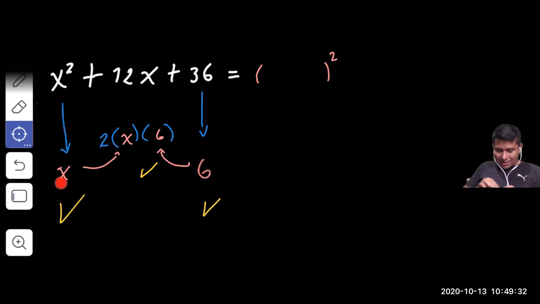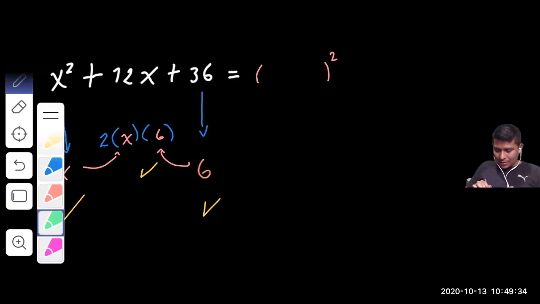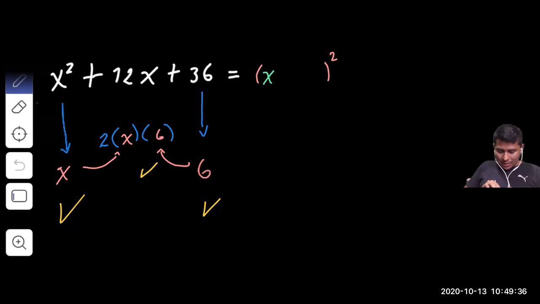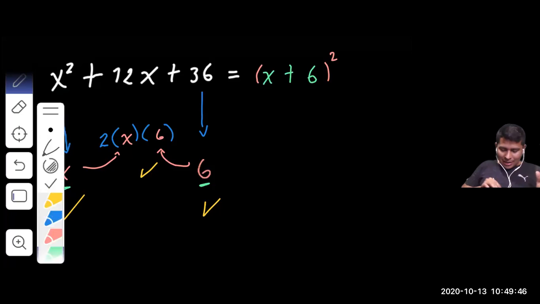X, the first one, the second one, that is 6. And which is the sign, guys? In this case, all of them are positive, right? The sign must be plus. That's it. This is the answer.